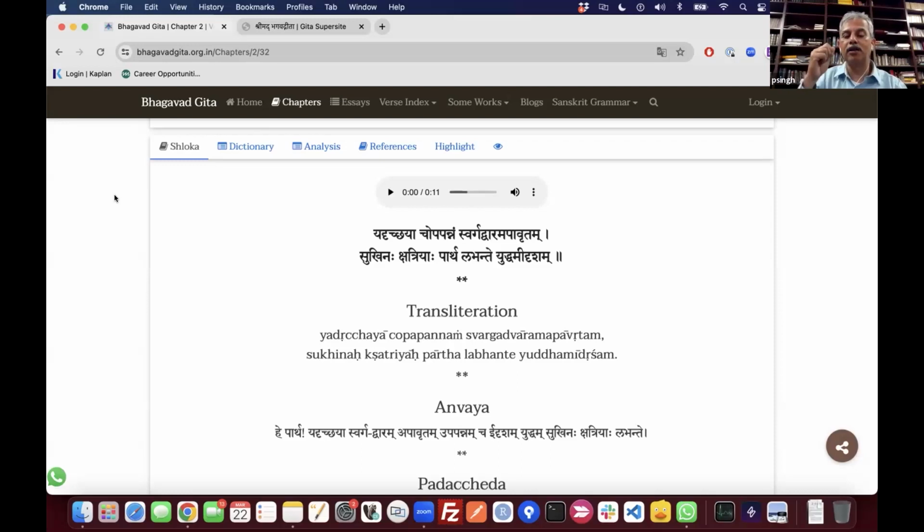Sukhinah kshatriyah partha. When I say kshatriyah, that visarga will become ha. Kshatriyah partha. That visarga will not be kshatriya. Labhante yuddham idrisham. Yeah, when it's long, you can sing. Now remember, you're singing this. This is the Geet. You are singing Shri Krishna's voice. Remember that when you feel.